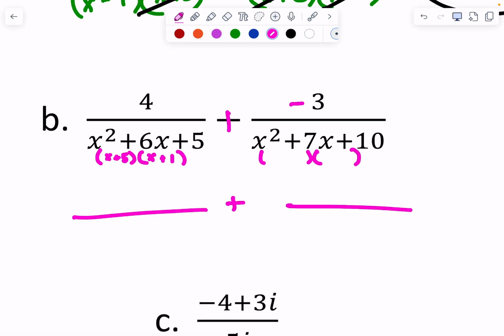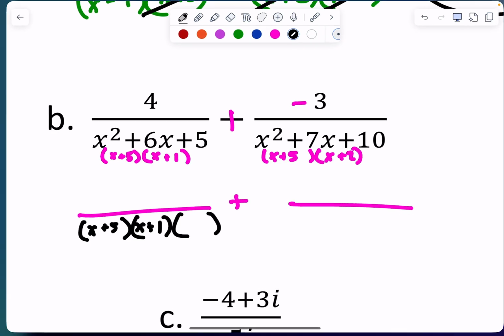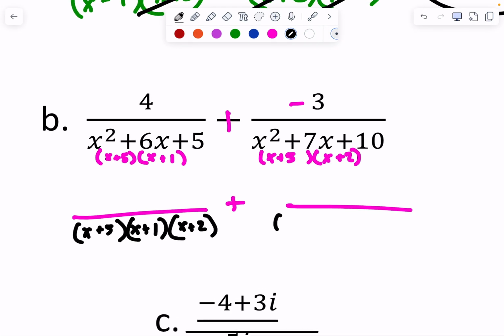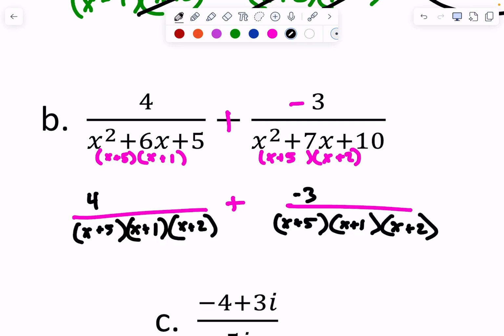I multiply to get 10, add to get 7. I'm going to guess one of them is a 5. 2 and 5. Okay. So my common denominator, how many pieces does it have? 3. I know I need an x plus 5. I know I need an x plus 1. I know I need an x plus 5, but I already got one. And I know I need an x plus 2. So there's my 3 pieces. Some of you don't write it out, and that's totally fine. But can I cross my bottoms out? No, there's no equal sign. All right, so I've got a 4, and I've got a negative 3, and I have to multiply what he needs.